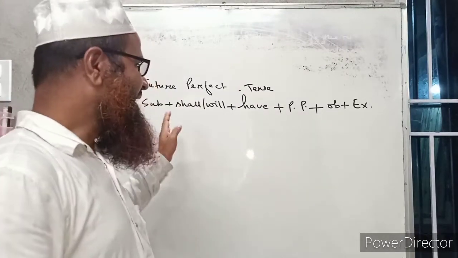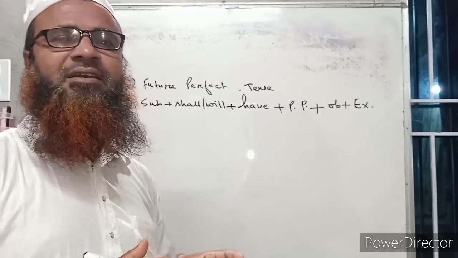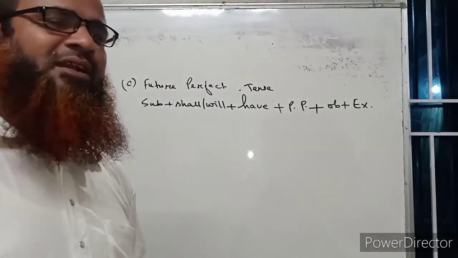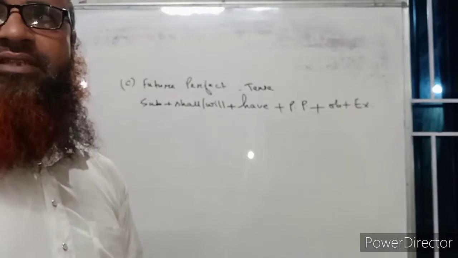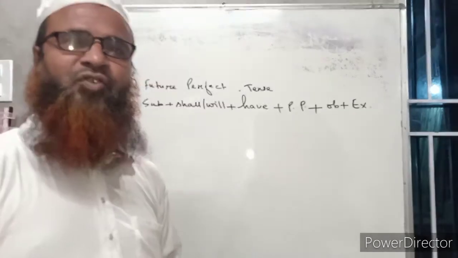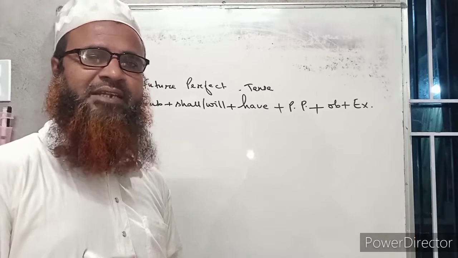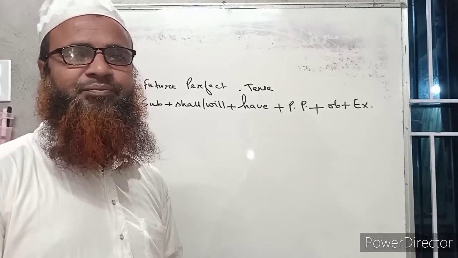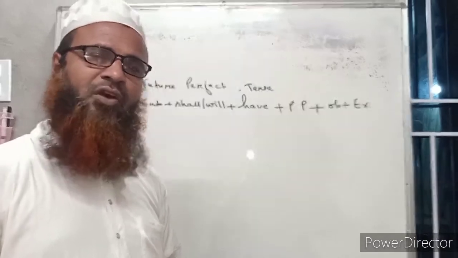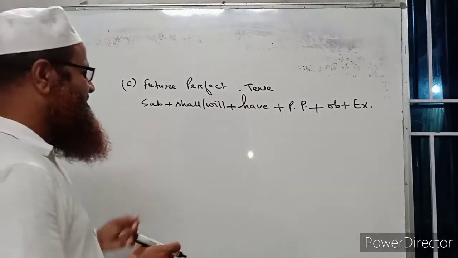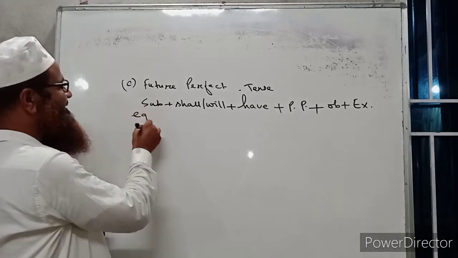Like this, here two actions will take place in the future time. So the action that takes place before another action should be written in future perfect, and the latter one should be expressed in present indefinite. So remember, not future indefinite but present indefinite. So we may write sentences like this.